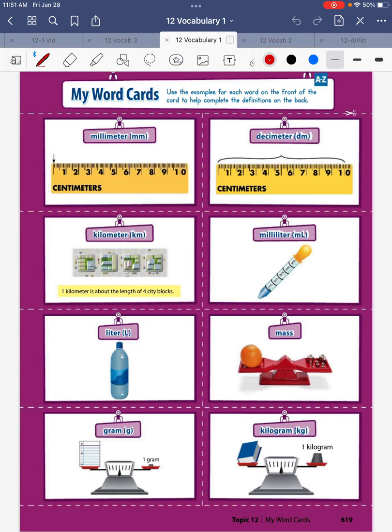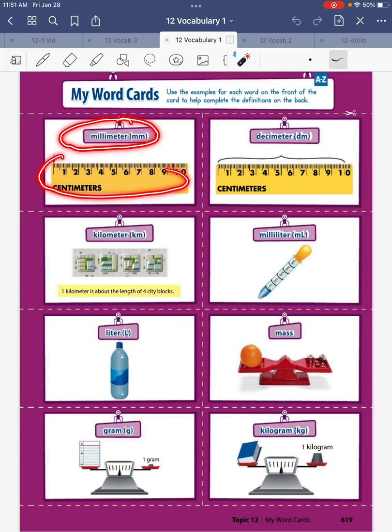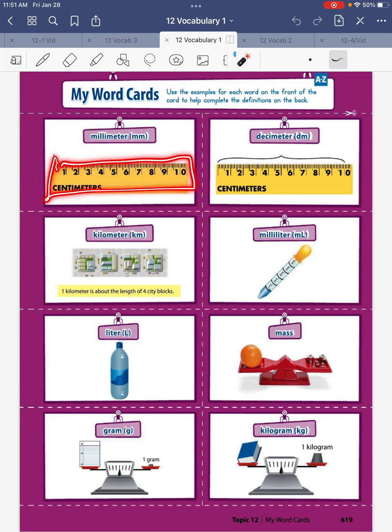Now we're going to go on to the second page of vocabulary words. I'm going to start with millimeter. Well, this is a millimeter. This is a centimeter. If you look at a ruler, you have your centimeters. This little line, these are millimeters. And it even has the arrow pointing to it.